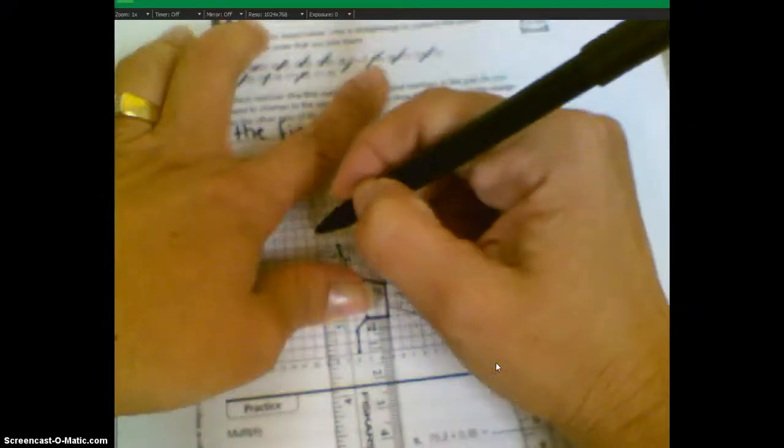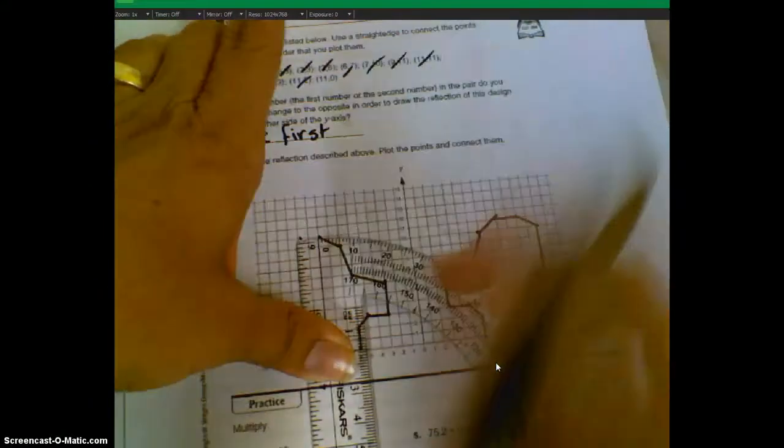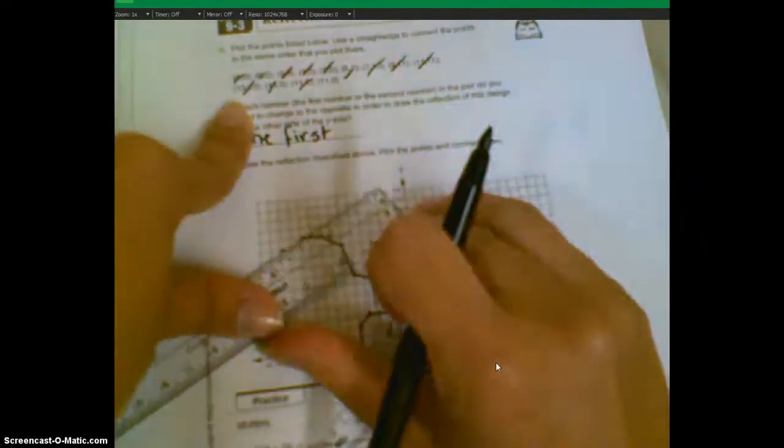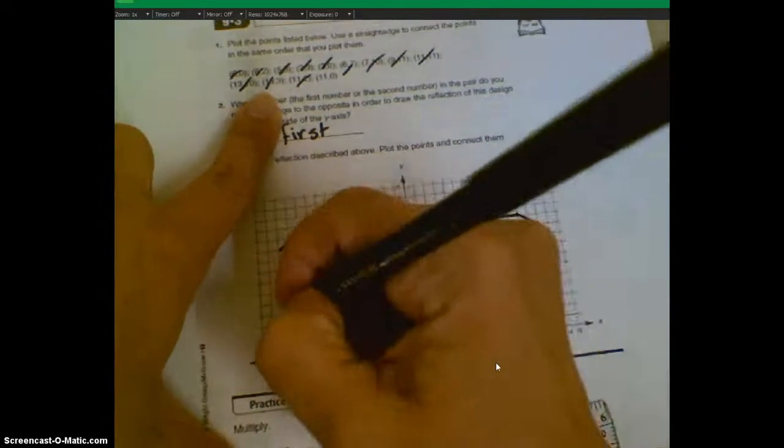Next I'm thinking negative 9, 11. Here's my negative 9, up 11. Must be there. And then I've got negative 11, 11. Here's my negative 11, up 11, right here. Next I've got a negative 13, 10. I'll hold my spot with this. There's my 10. Next, I've got a negative 13, 3.